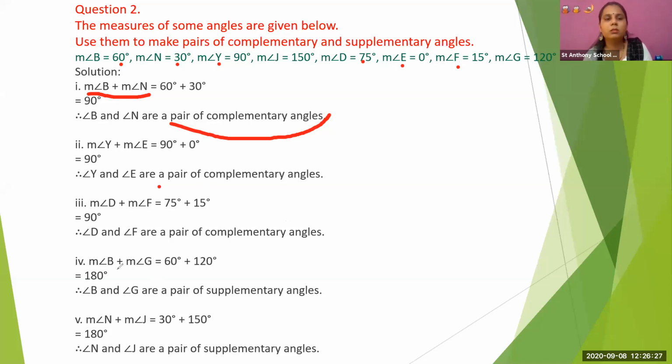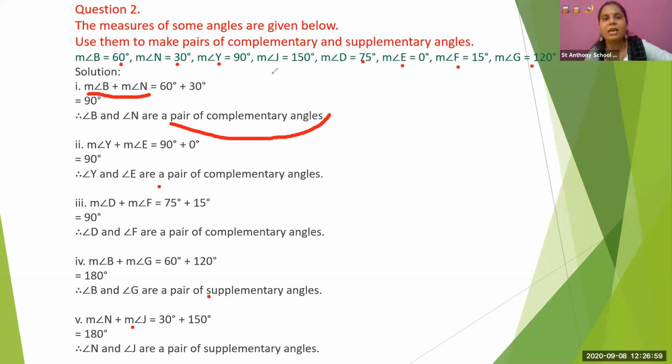Now check whether the pairs are supplementary or not. So one of the angles is 120 degree, angle G. Now 180 बनाने के लिए हमको कौन से angle की जरूरत है? Angle B, 60. So angle B and angle G form a pair of supplementary angles. Now angle N is 30 and angle J is 150, which is equal to 180. So angle N and angle J are a pair of supplementary angles. Okay.